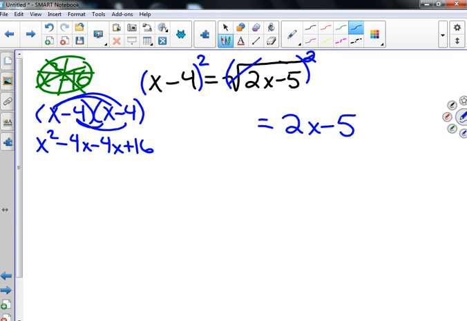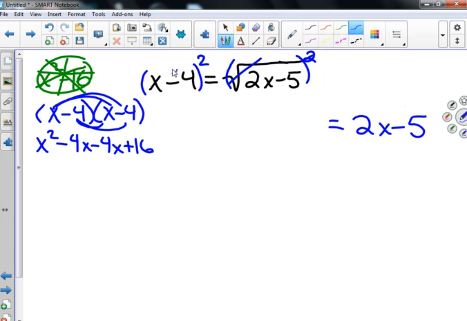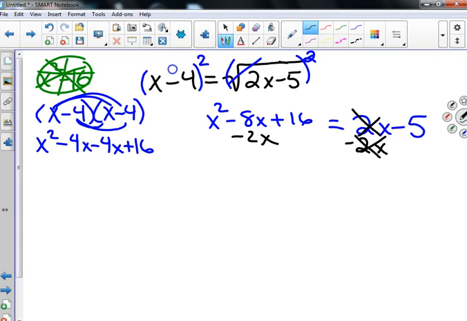So when I combine everything, I'm left with x squared minus 8x plus 16. Okay, so from here, I still cannot do anything. I need to still combine all my terms. So I'm going to put this 2x over here by subtracting it from both sides. You get x squared minus 10x plus 16 equals negative 5.